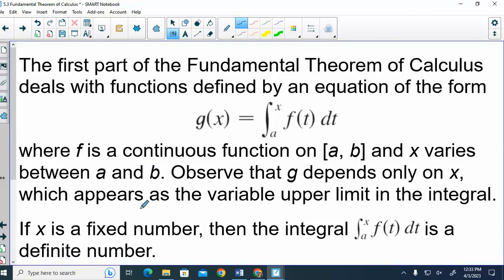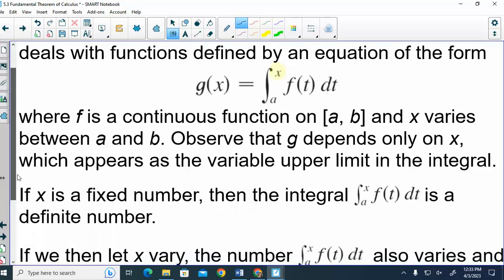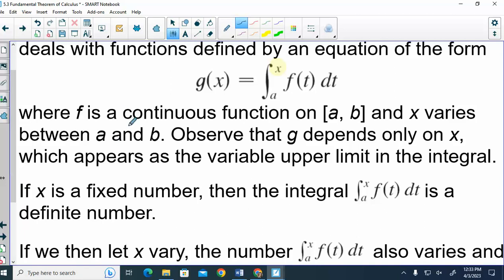So the first part of the fundamental theorem has to do with these integrals that we've been doing. But you'll notice there's one major difference. This is talking about an interval a to b, but my upper limit is x. It's still a variable in here, and we haven't had that. We've only had numbers for our limits.